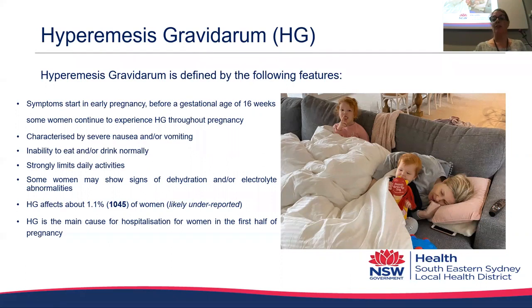HG usually extends beyond the first trimester and may resolve by 20 weeks. However, it can last the entire pregnancy in less than half of women. Complications of vomiting include gastric ulcers, esophageal tears, bleeding, malnutrition. It may also contribute to and worsen ongoing nausea.